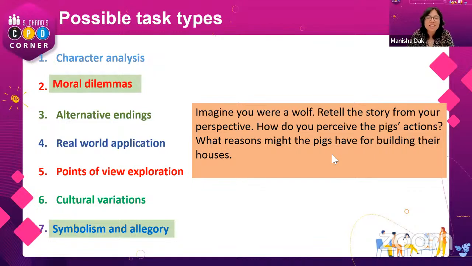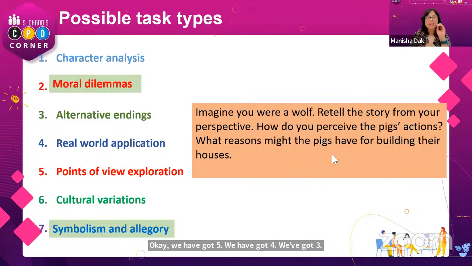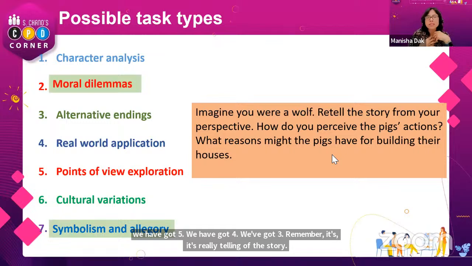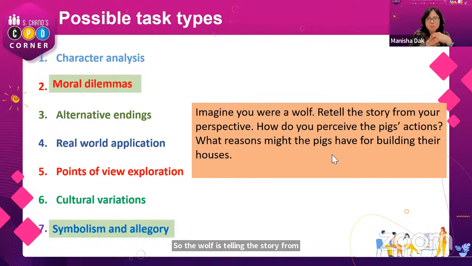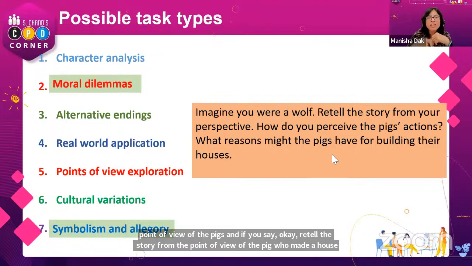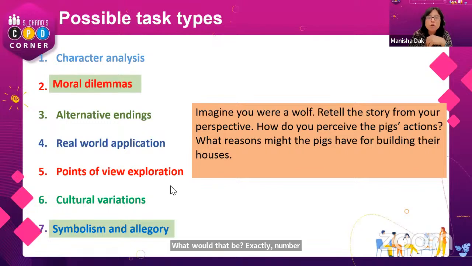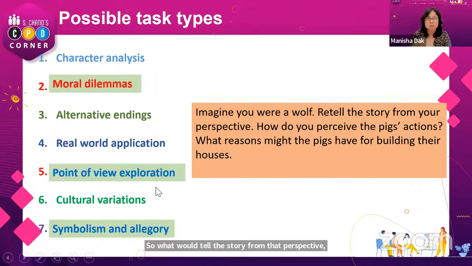Okay, the answers are coming in. We have got 5, we have got 4, we have got 3. Remember, it's retelling of the story. So the wolf is telling the story from his perspective, and the pigs. And if you say, okay, retell the story from the point of view of the pig who made a house from the stone, what would that be? Exactly, number 5, because you're exploring different points of view here. So wolf would tell the story from that perspective, pigs would tell the story from their perspective. So different points of view.